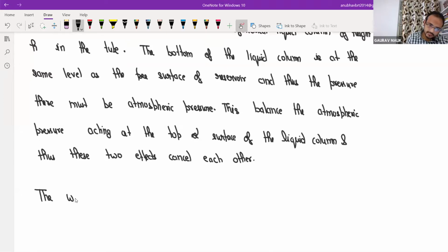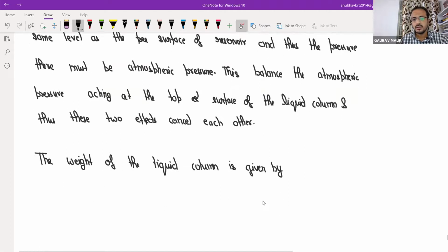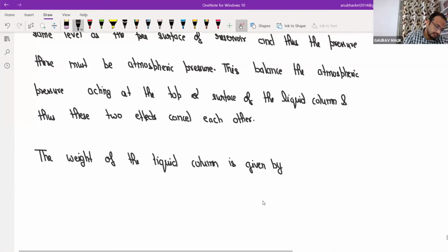Now the weight of the liquid column is given by W is equal to M into G, and you will write M.